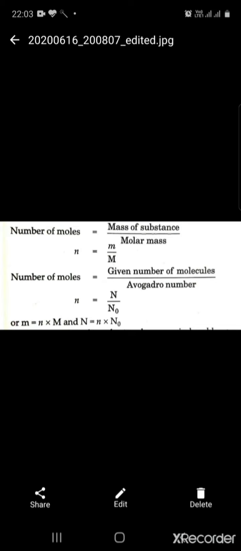Relation between these symbols. Number of moles can be calculated in two ways here. In the first one, mass of substance divided by molar mass, that is n equals m upon M. Number of moles can also be calculated by given number of particles, atoms, molecules or ions divided by Avogadro number, n equals N upon N naught. These relations can be interchanged as m equals n into M and N equals n into N naught.